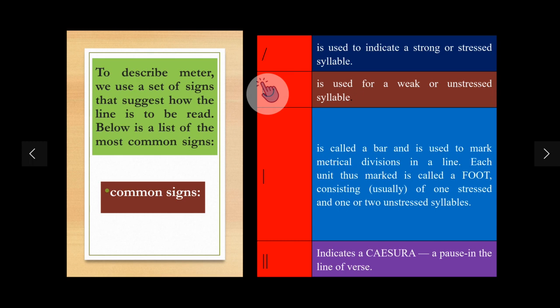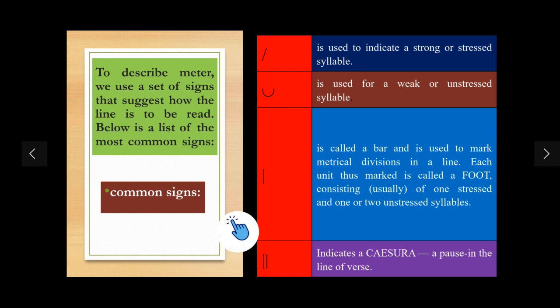You can see this sign. The second one is this one, and it is used for a weak or unstressed syllable. So next time when you come across this sign, it will indicate that a syllable is weak or unstressed. And when you come across this sign, it will indicate that the syllable is a stressed one, or a strong syllable.